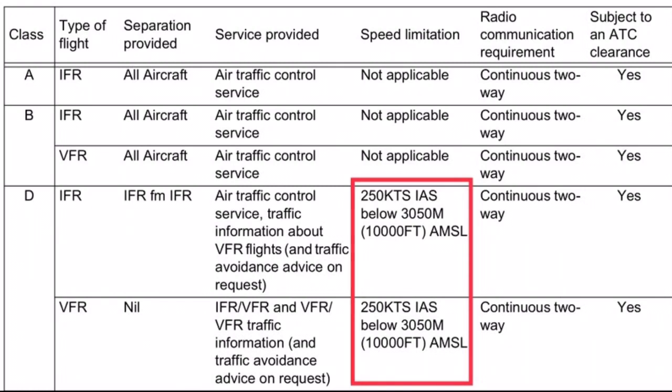Once again, all aircraft are expected to comply with the 250 knot speed limit below 10,000 feet MSL in order for VFR aircraft to have a better chance to see and avoid other traffic.